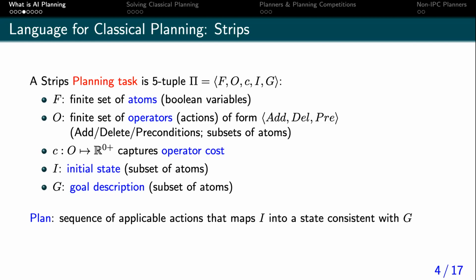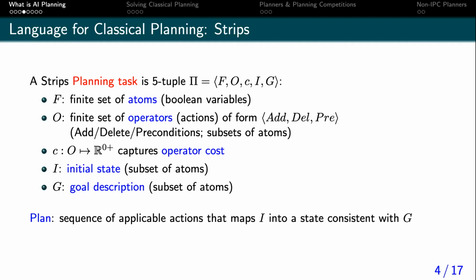So in STRIPS, the planning problem is given as a tuple of 5 elements. The first one is a set of atoms or Boolean variables. The second element is a set of operators or actions, each of the form add, delete, and pre. Each of these is a subset of atoms. The third element is a non-negative operator cost or action cost, that gives a non-negative value for each action. The initial state is just a subset of atoms, and the goal description is also a subset of atoms.